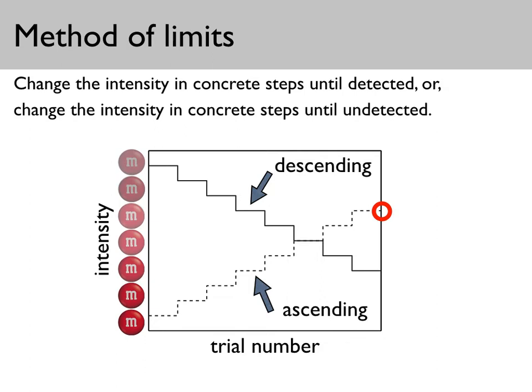When you decrease the intensity, you stop at the point where you can no longer detect the stimulus. These are called descending series. Again, the point at which you stop is the threshold. Something that typically happens in the method of limits is that the threshold depends on whether you gradually increase or decrease the intensity. This is called hysteresis and it is unwanted. It is unwanted because we do not know which of the two represents the true threshold.